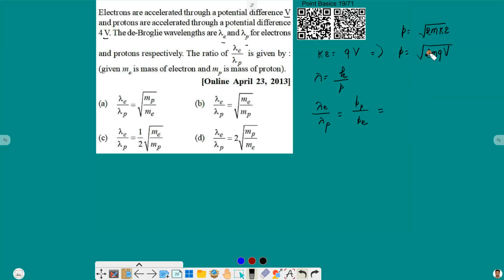Now both of these have the same charge, if we discuss only the magnitude, and the 2 is also constant, so these will get cancelled out. Basically we will get mass of proton times the potential for the proton, that is 4, divided by mass of electron times the potential of the electron, that is 1. So this will come out of the square root, and this will be 2 times the square root of mp by me, and that is option D for us.